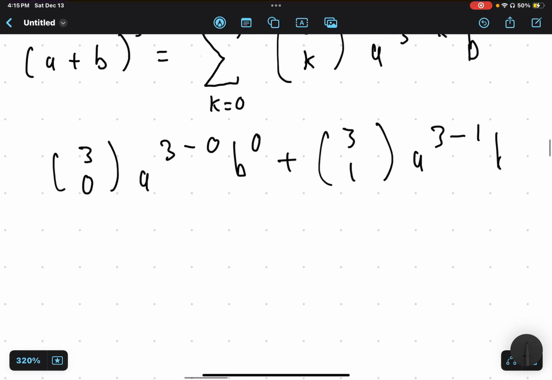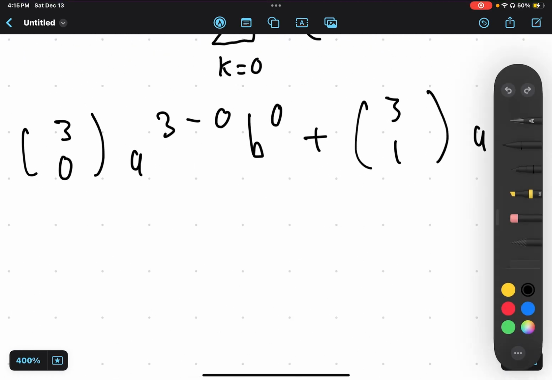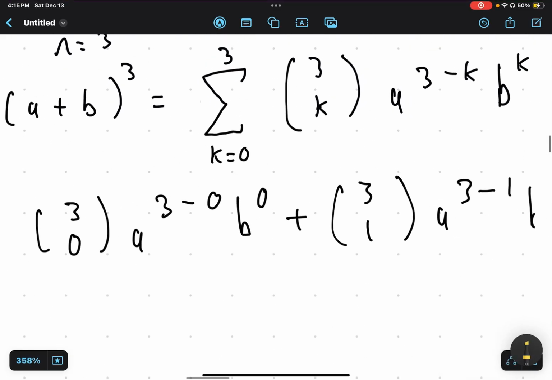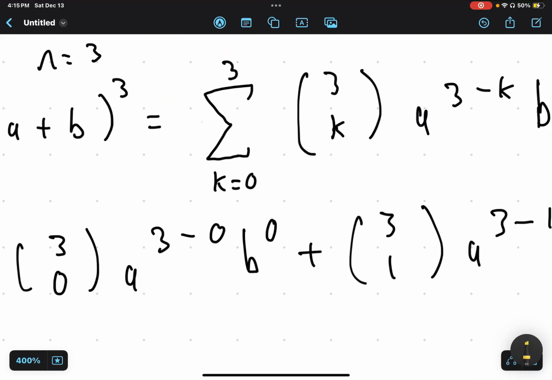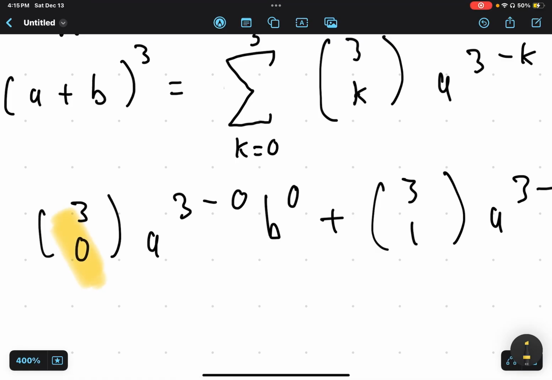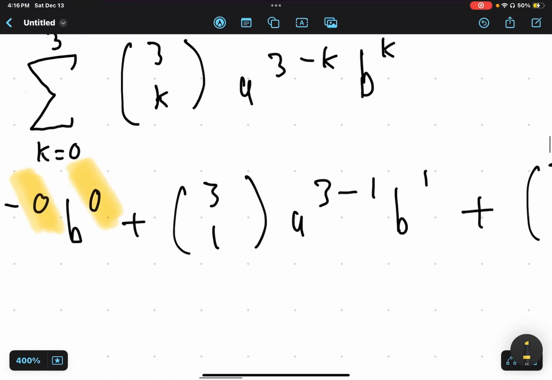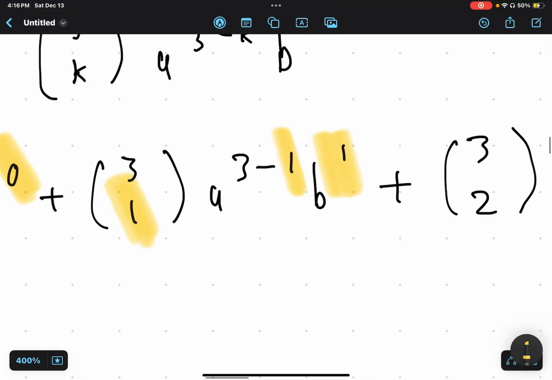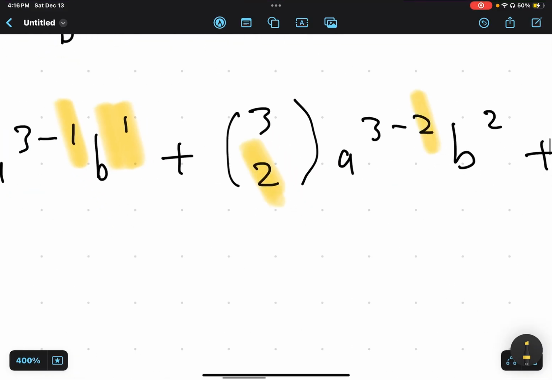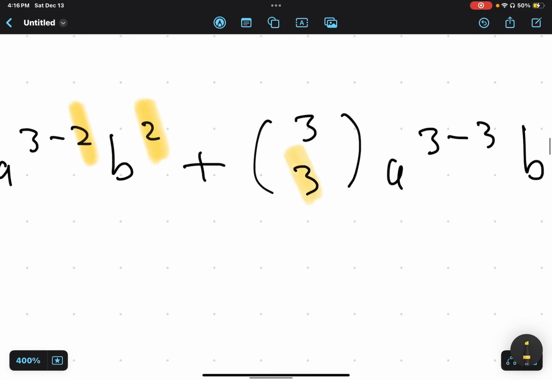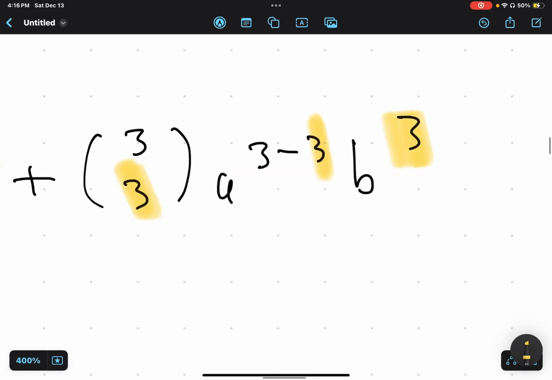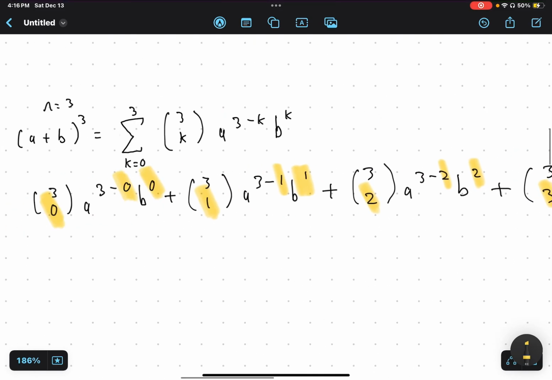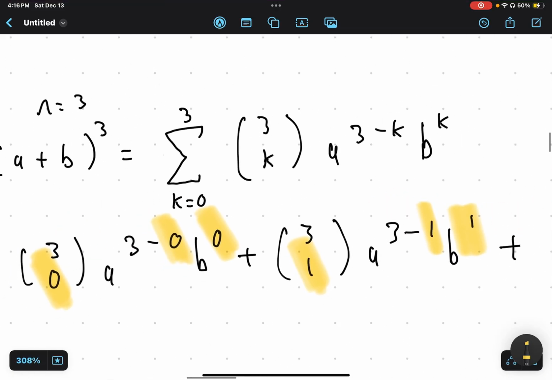Before I start, I want to highlight this for you guys. Our sum is telling us from 0 to 3. So first we start off with 0, right here, 0, 0. And then from 0, we go to 1, 1, 1. Then from 1, we go to 2, 2, 2, and 3, 3, 3. So we're basically just following what the sum told us to do, from k equals 0 to k equals 3. And that's pretty easy.